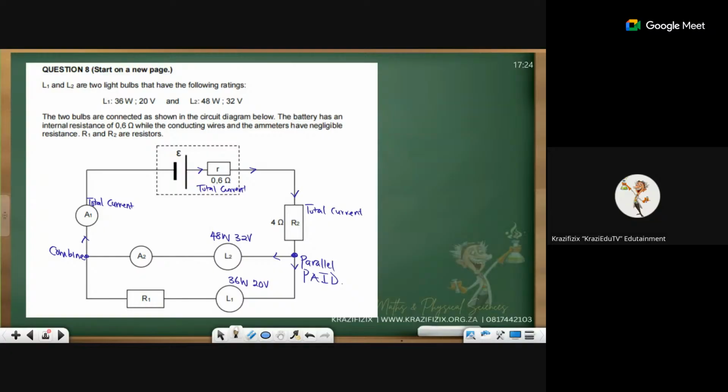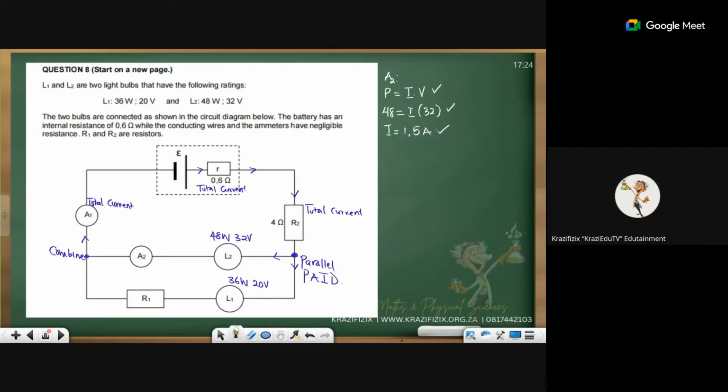For L2, let's calculate A2. It's about what you're given. Power equals I multiplied by V. What is my power? 48. Do I know the current? Nope. Do I know the voltage? What's my voltage? 32. So what is I? Amps. We are done.